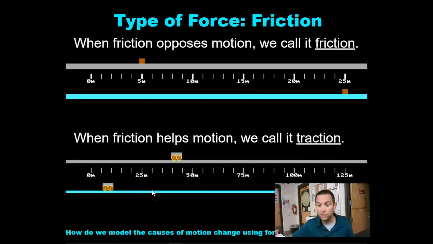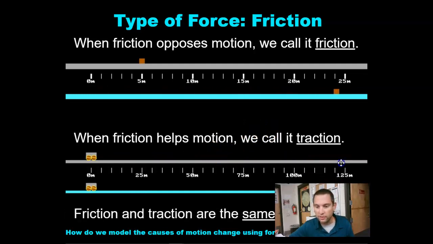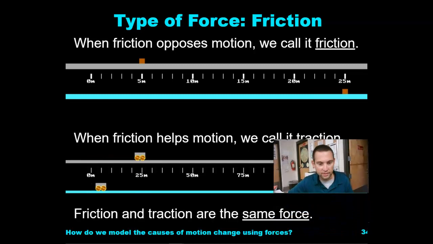Well, the same can be true if you're accelerating in the opposite direction, trying to slow down. You're not going to slow down as smoothly as you do when you have a lot of friction or a lot of traction. Friction and traction are the same force, they mean the same thing.